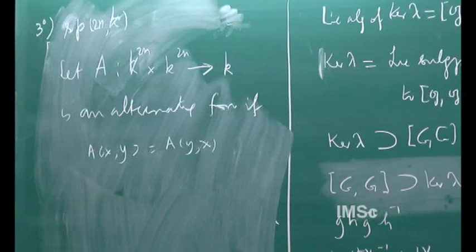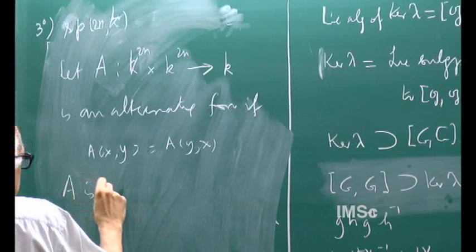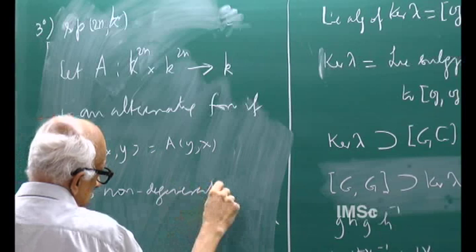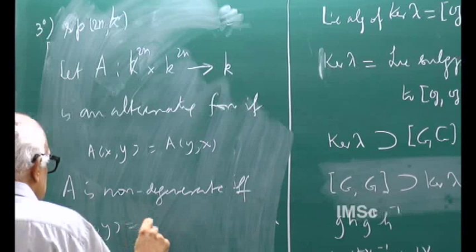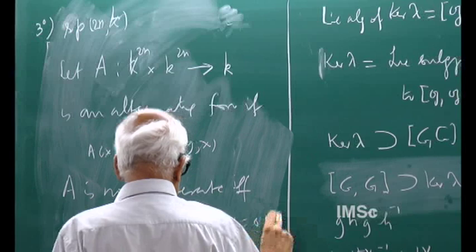Then, if A is non-degenerate, in the case of bilinear form, I didn't write it down, but now I'll write it down. If A(X,Y) equals 0 for every Y implies X equals 0, that's called a non-degenerate form.